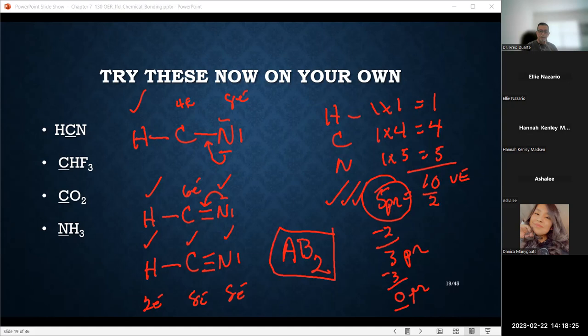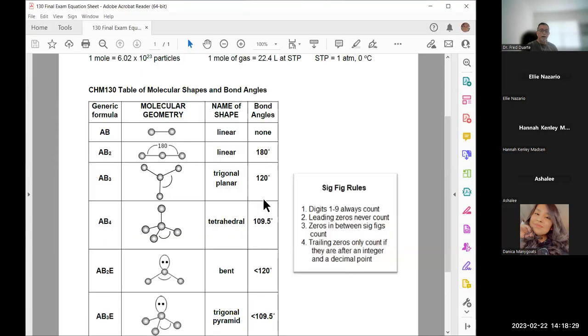So what that does is we then go to the shapes table and look for AB2. And there it is right there, AB2. And you can see the general geometry. Here you got the central atom that was carbon, and then you have nitrogen and hydrogen on each side. Its name is linear, and that bond angle is a straightforward 180 degrees. It's linear, okay?